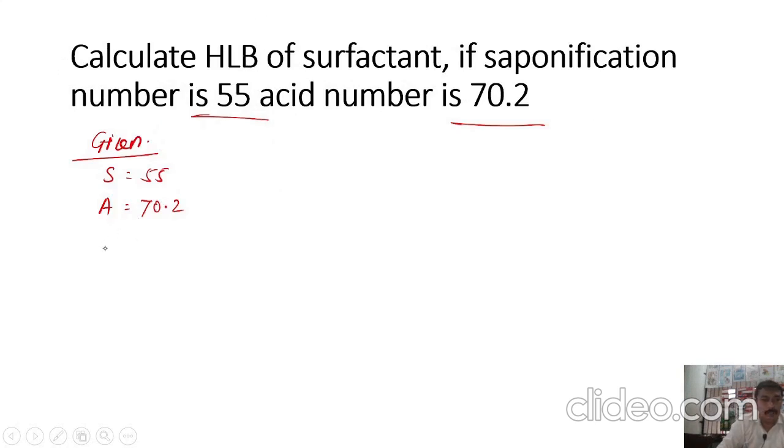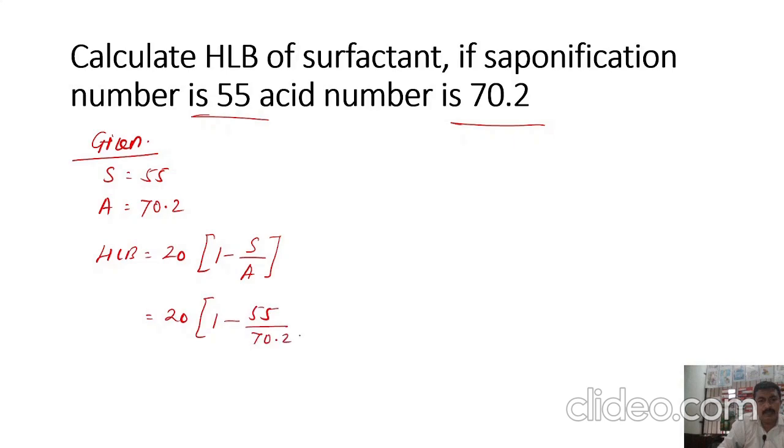Again use the same equation. HLB is equal to 20 into 1 minus S upon A. So 20 into 1 minus 55 divided by 70.2. As we discussed earlier, solve this ratio first. So 55 divided by 70.2. First of all, we have to solve this ratio.